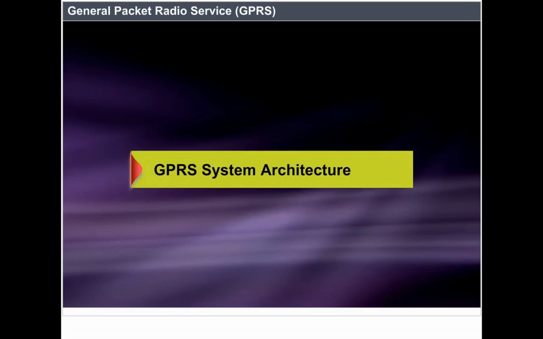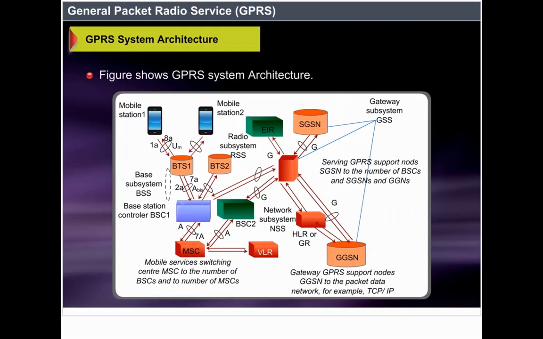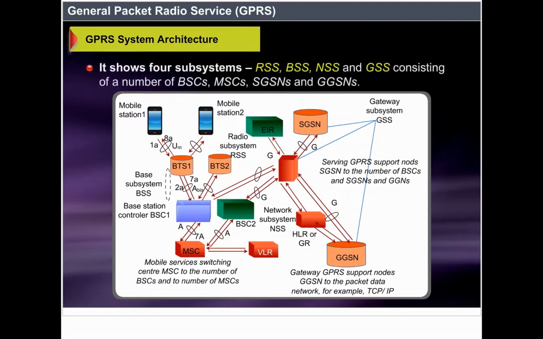GPRS system architecture. The figure shows the GPRS system architecture. It shows 4 subsystems: RSS, BSS, NSS and GSS, consisting of a number of BSCs, MSCs, SGSNs and GGSNs.